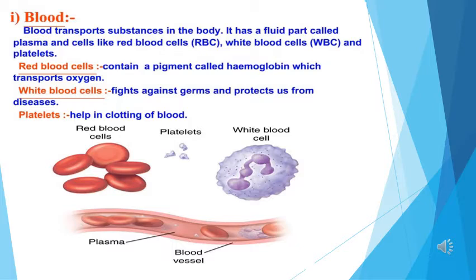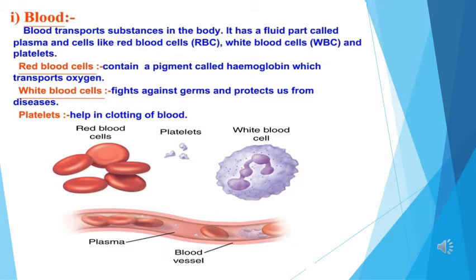Blood is the main fluid which transports various substances in the body. It supplies the body with its required substances and takes away all the toxic and irrelevant substances. It has two parts, liquid and solid part. The liquid part is called the plasma and the solid part has cells like RBC, WBC and platelets. The main role of the liquid part, that is plasma, is to transport substances around the body.